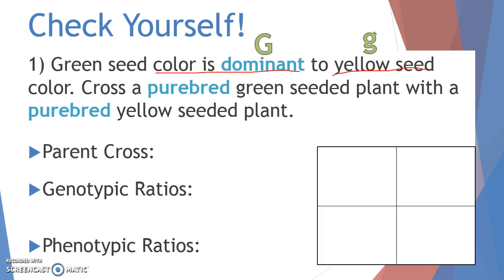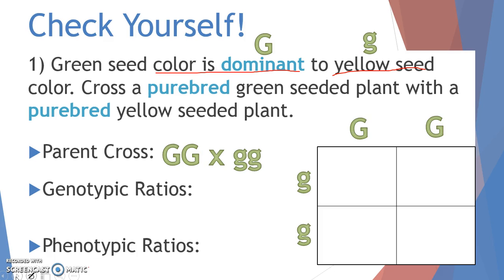Now the problem reads that you need to cross a purebred green seeded plant with a purebred yellow seeded plant. Remember, purebred is a synonym for homozygous, which means two of the same alleles in the genotype. So anytime you see purebred green, that means you need to have two capital G's, and purebred yellow, two lowercase g's. So that's our parent cross. And now that we've established our parent cross, we put the first parent's letters across the top and the second parent's alleles down the side in our Punnett square and cross them. Remember, keep dominant alleles first. Every box is going to be the same.